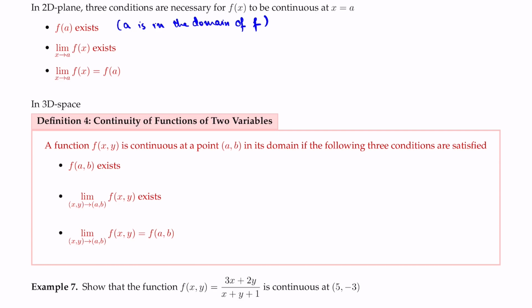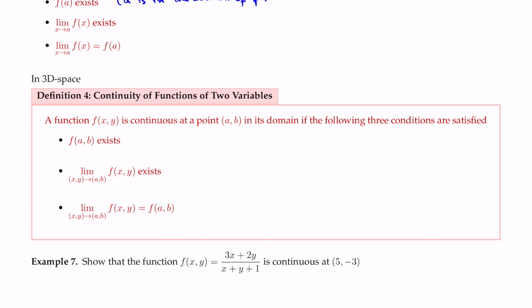Now in 3D space, when you consider a function of two variables, the function f of (x, y) is continuous at the point (a, b) in the domain if the following three conditions are satisfied. As you can see, it's very similar to what we just talked about for the function of a single variable. So that is, f of (a, b) exists, meaning the point (a, b) is in the domain of the function. The limit of the function as (x, y) approaches the point (a, b) exists. That is, you can calculate the limit of the function. And the limit of the function as (x, y) approaches (a, b) is equal to the output of the function at the point (a, b).